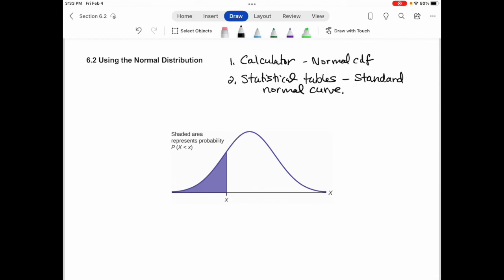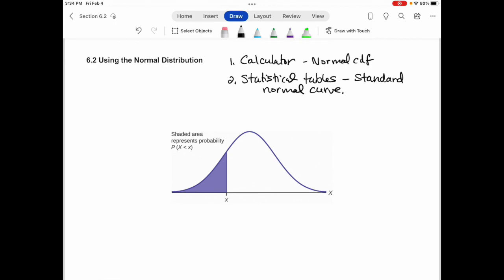Now, when you have a random variable and you know that that random variable is normally distributed, you can find the probability that x will lie on a certain interval by calculating the area under the normal curve on that interval. And we've been practicing that quite a bit so far using the empirical rule.